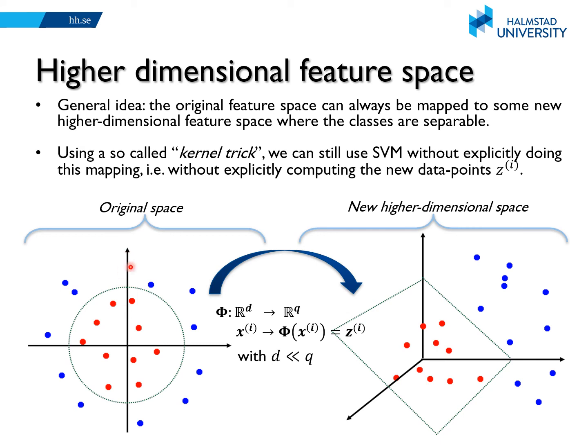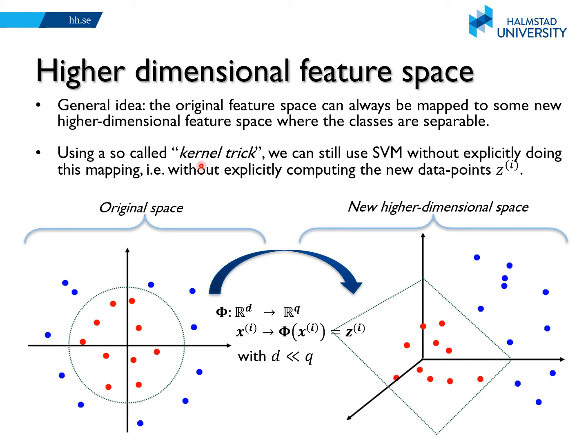Well, a general idea is that the original feature space can always be mapped to some higher dimensional feature space where the classes can be separated linearly. For example, here you can imagine adding a third dimension which makes those two classes separable in a linear way. But with SVM, instead of explicitly projecting our data to a higher dimensional space, we use instead something called the kernel trick in our original feature space.